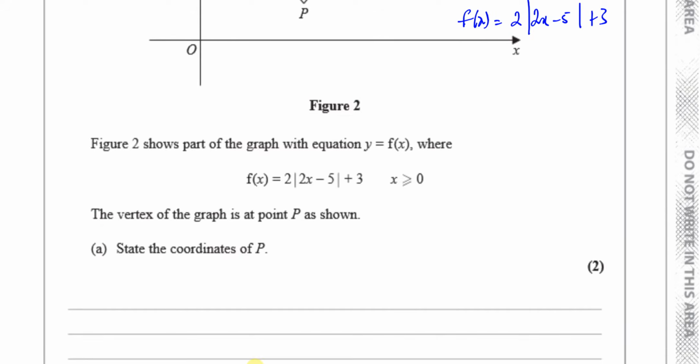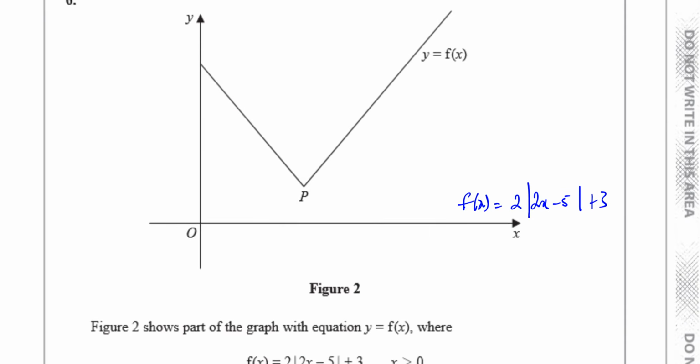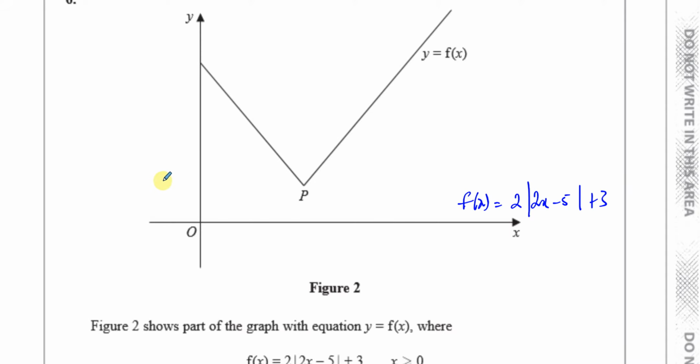Okay, so there's many different ways of doing this. You can find the coordinates of P in different ways. You can use transformations: take the parent function, which is y equals the modulus of x, and think about the transformations of the vertex and how it ends up at that point.